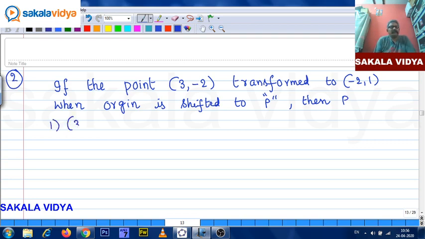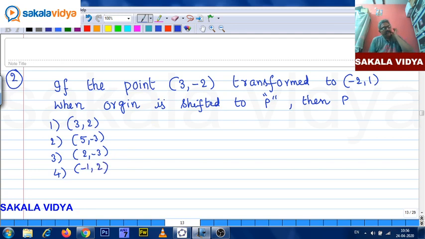Then P is equal to: first option (3, 2), second option (5, -3), third option (2, -3), fourth option (-1, 2). First we need to decide what is given in the question. That is a very important criterion that needs to be remembered. If the point (3, -2) is changed to (-2, 1), that means these are the original coordinates, and these are the new coordinates.